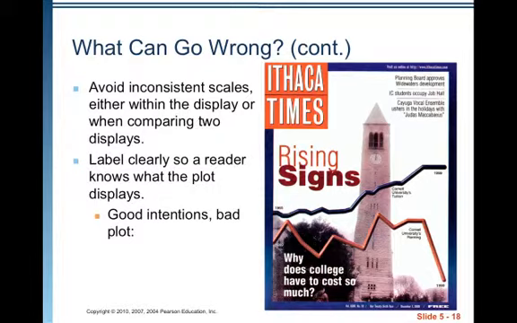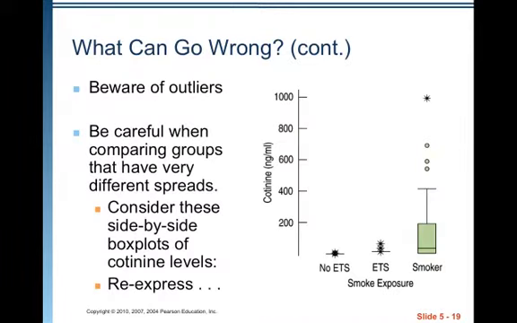Another thing is the question, why does college have to cost so much? The implication here is that as tuition is rising, something bad is happening, that Cornell's ranking has plummeted, it looks like. Well, what happened was their ranking went from 15th place to 6th place in academic rank. That's awesome. That's great. That's something that people want to have happen. So yes, this is a really misleading graphical display. Make sure you label clearly so a reader knows what the plot displays. They may have had good intentions, but that is a bad plot.